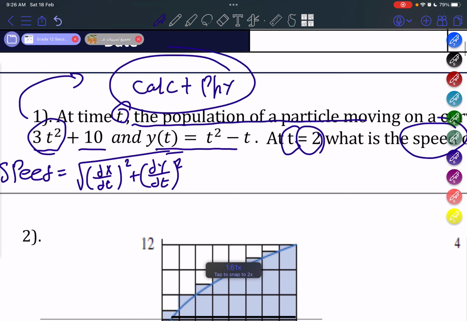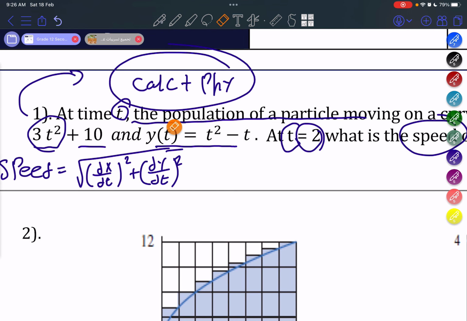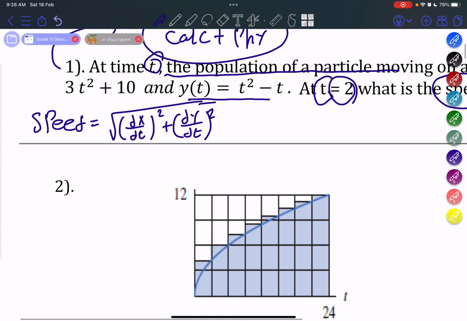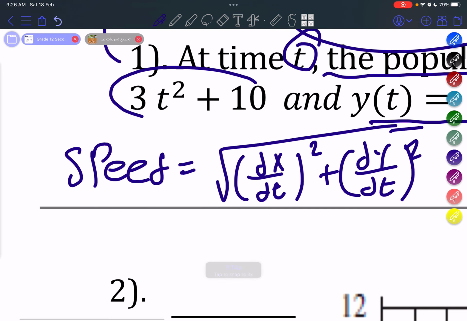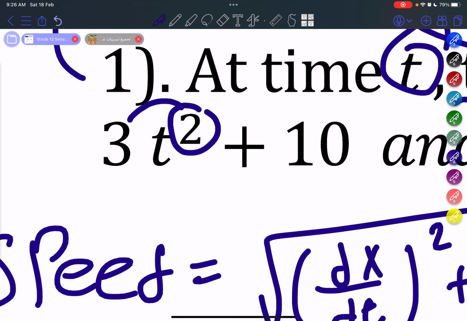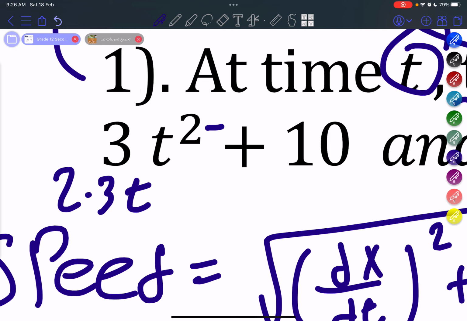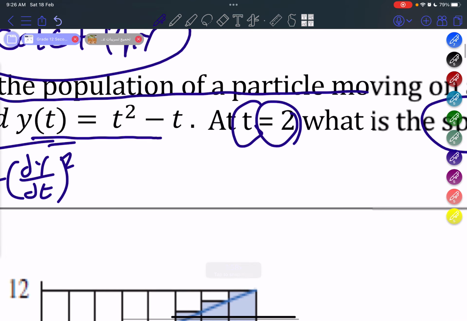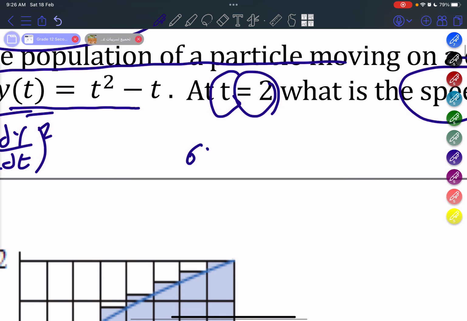Now, what is dx over dt? If we get the derivative of x of t, we will get dx over dt. So we just need to get the derivative of 3t squared plus 10, and we may apply the power rule here. The 2 will go down, it will become 2 times 3t, and then we subtract 1 from the power. So 2 minus 1 is 1, hence we don't need to write it. So 2 times 3 is 6, and then t we just write as it is. So dx over dt equals 6t, okay?